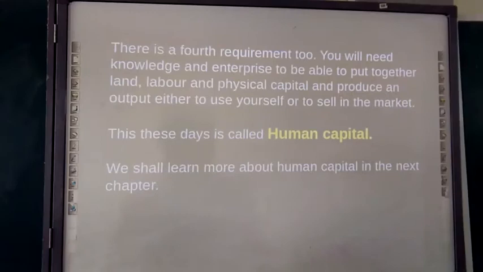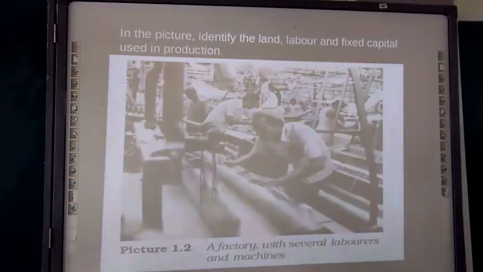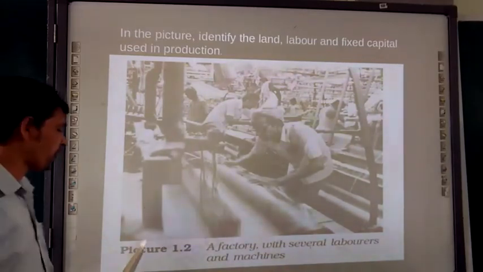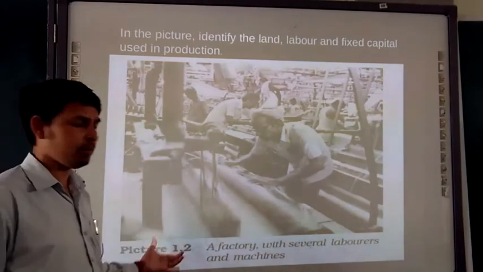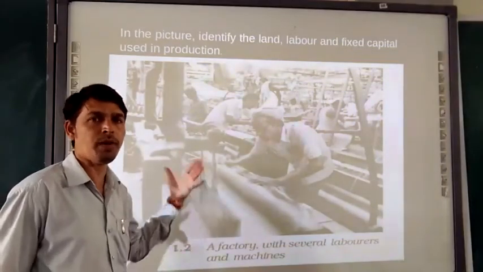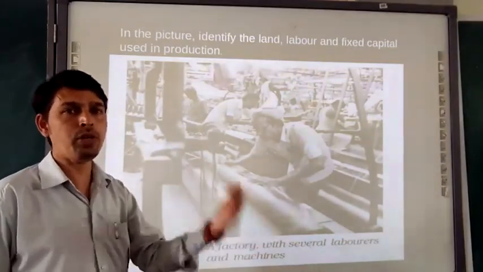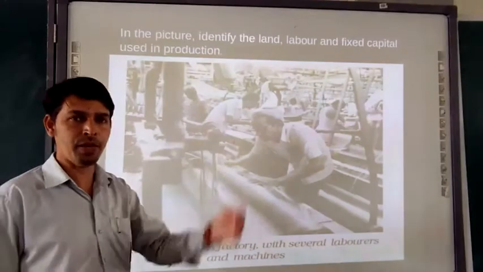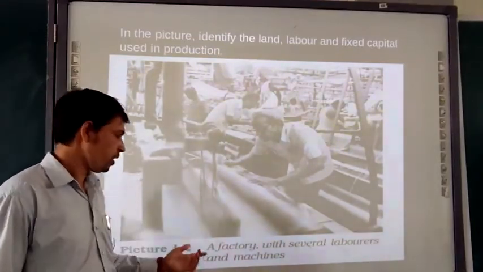Next, in this picture, identify the land, labor and fixed capital used in the production. So this photograph is picture number 1.2, which I took from the NCERT textbook. This whole concept is word to word from your textbook, so you can easily understand it when you are reading the particular textbook.